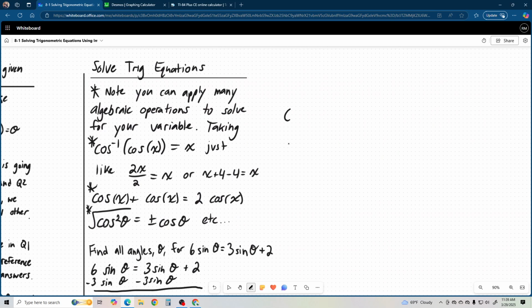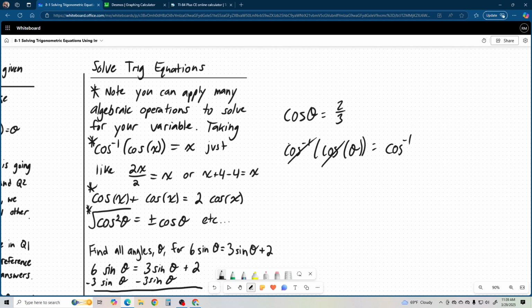If we have cosine of theta equals, let's just say, 2/3. It doesn't really matter what the number is. To find what theta is, we're taking the inverse cosine of the cosine of theta. This is what we're doing. And then these cancel, so it leaves us with theta. And then because we took the inverse cosine on this side, we have to take the inverse cosine of this side as well.